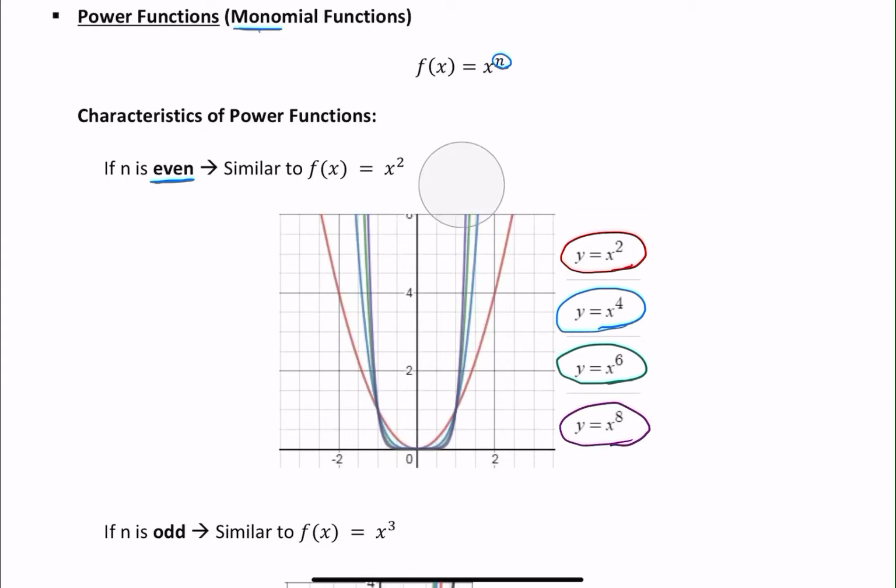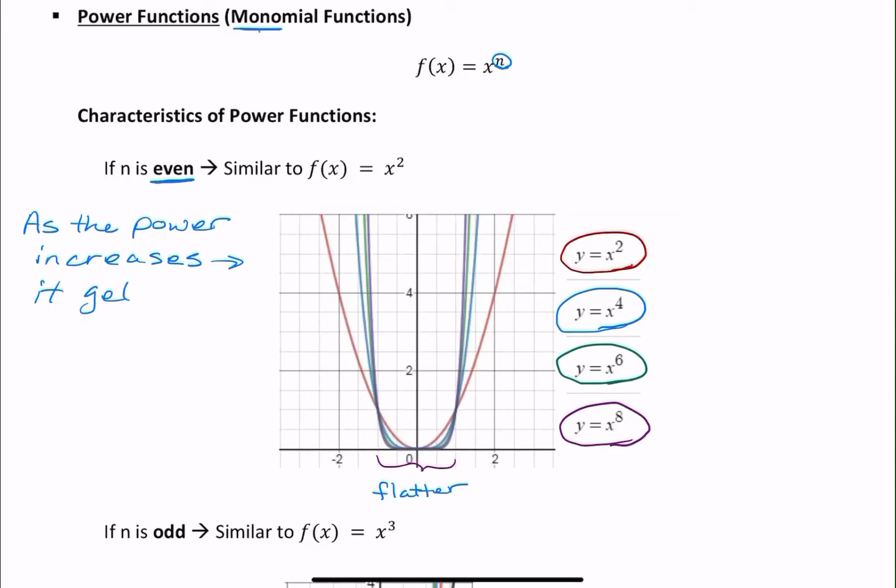So what's happening as your power increases is notice that it gets flatter around the origin. But it's also because the power is increasing exponentially, it's getting thinner because the y value, or the f of x value, is increasing at a faster rate. So out to the side, if you want to write, as the power or exponent increases, it gets flatter around the origin, and it gets thinner because it's increasing faster.